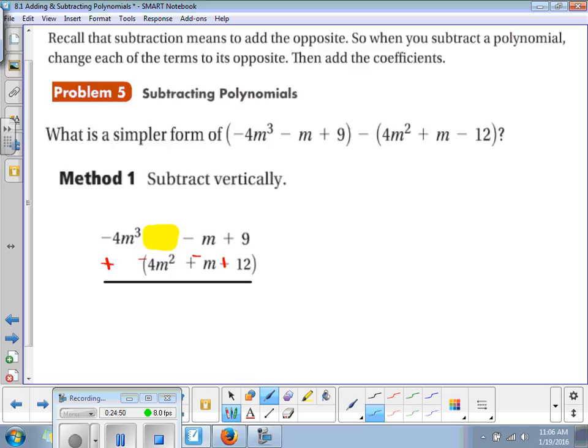So 9 plus a positive 12 is a positive 21, negative m plus a negative m is a negative 2m, 0m squared plus a negative 4m squared is a negative 4m squared, and then we bring down the negative 4m cubed. And there you go.